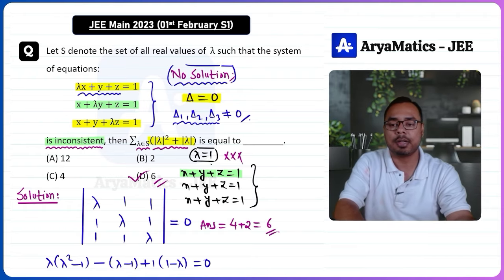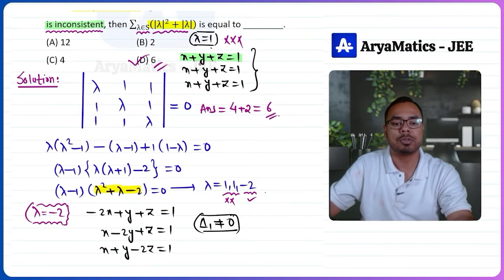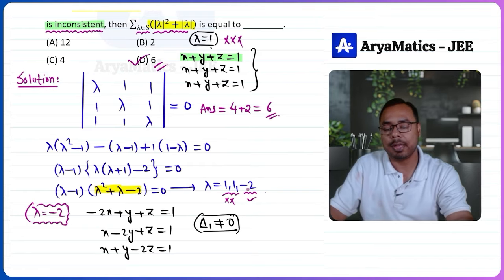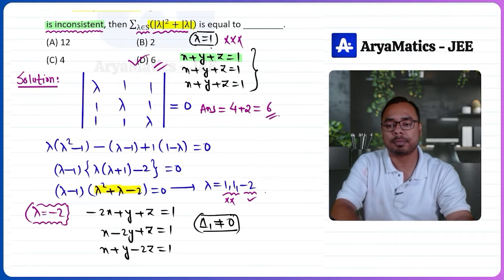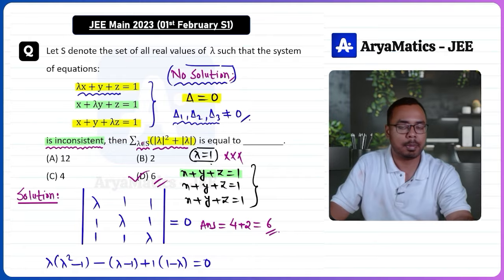By equating the delta to 0, we got three values of lambda: 1, 1 and minus 2. When lambda is 1, we are getting infinitely many solutions, and when lambda is minus 2, then we are getting no solution. So therefore, the only value of lambda in this set S will be minus 2, and for that this sum will be 6. So the correct answer for this problem is option D.